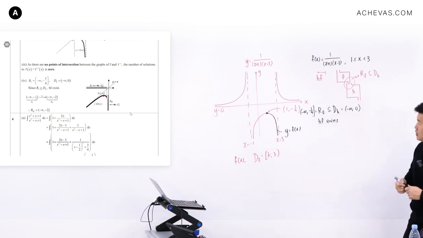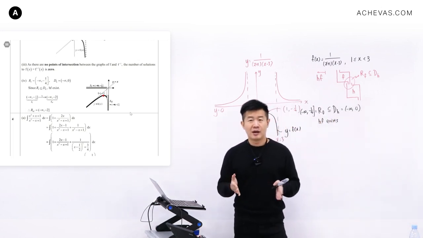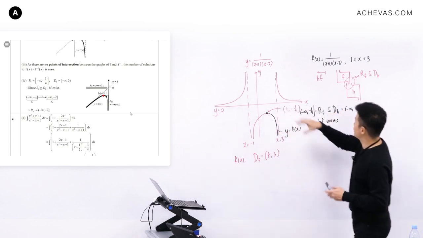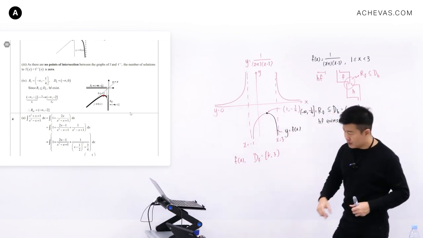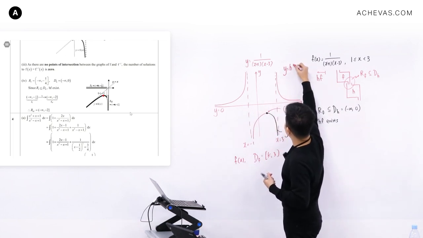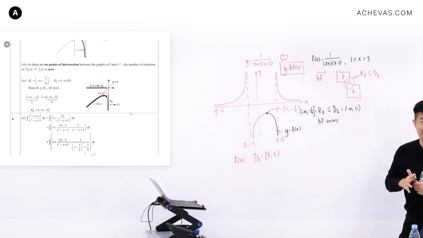We want to find the range of the composite function HF. And we were saying that there are two methods. I'm going to skip the first method. I will jump to the second method directly. The first method is to sketch the graph of y is equal to HF(x). The first method is to sketch this. I'm going to use the second method.